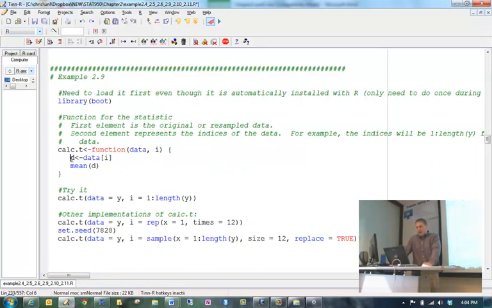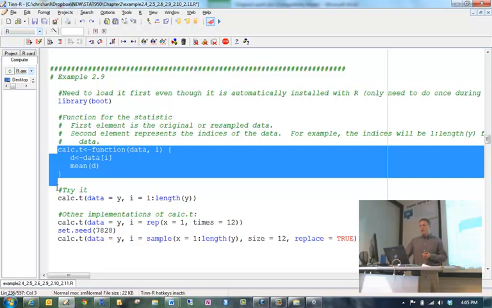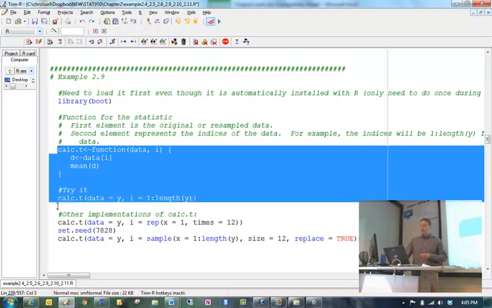I usually will call this function calc.t, saying that we're calculating t. The first line in the function is where I specify what my exact data is. So d gets data, and I want the i indices. If i was 1, 2, 3, all the way up to 12, then that basically means I want my original data. And then I calculate my statistic of interest, the mean. So let's try this function out with my data, and simply the indices 1 through 12.